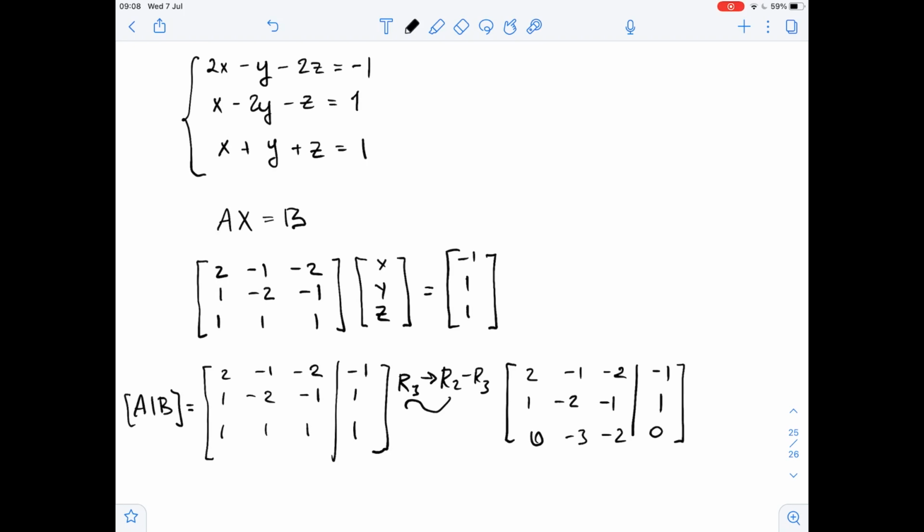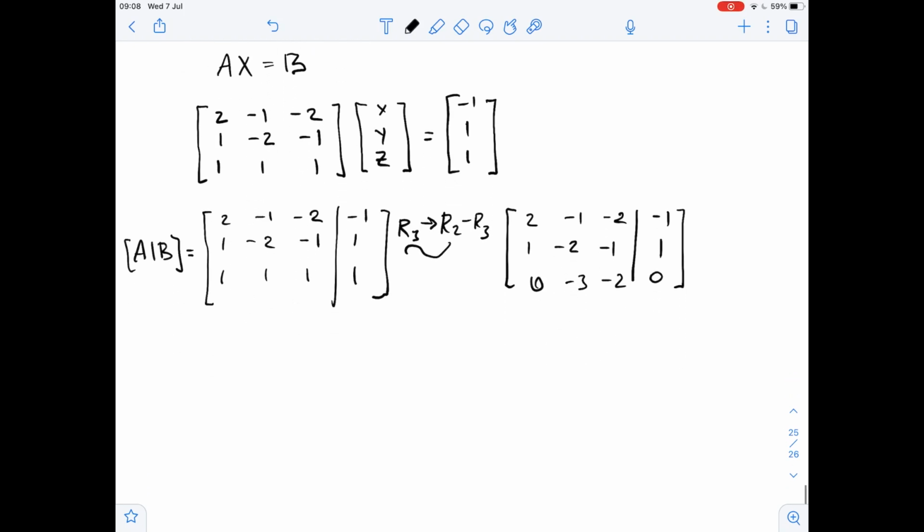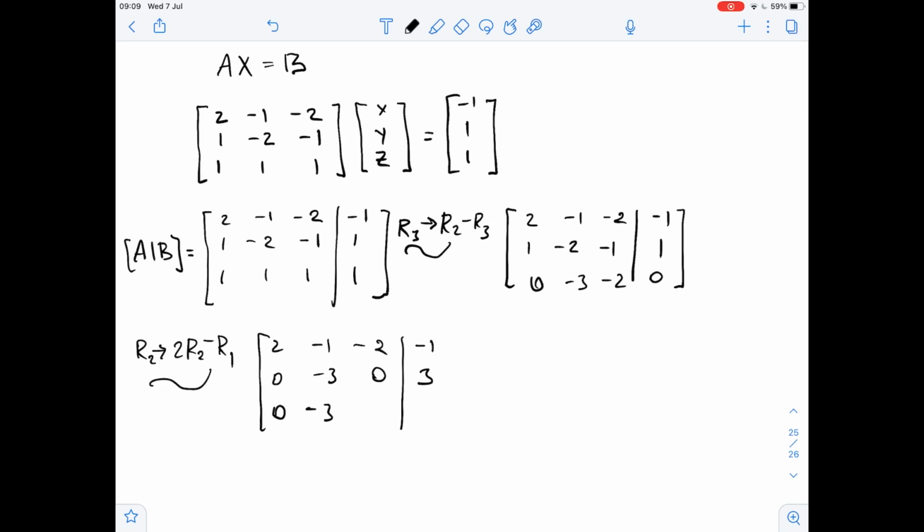Then our next step is to multiply the second row by 2 and then subtract the first row from it. So here we get row 2 becomes 2 times row 2 minus row 1. So our matrix becomes, again, the first row stays the same. Row 2 becomes 0, -3, 0, 3. And the last row is 0, -3, -2, 0.